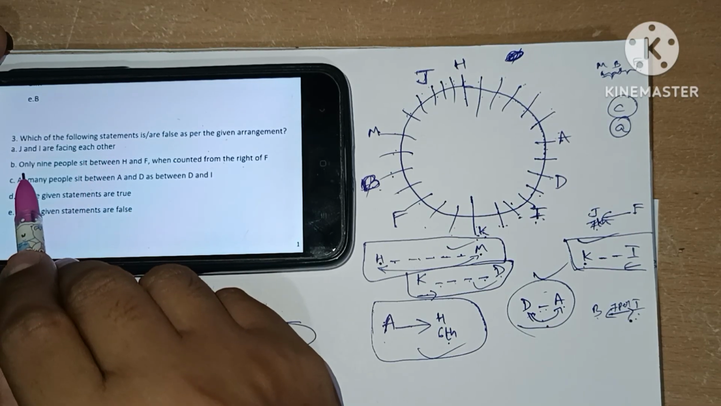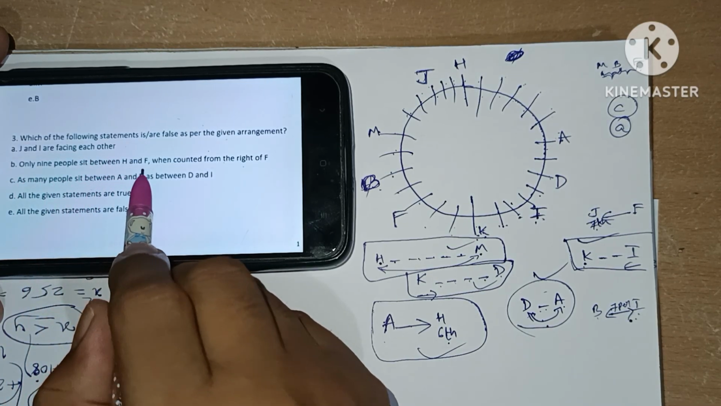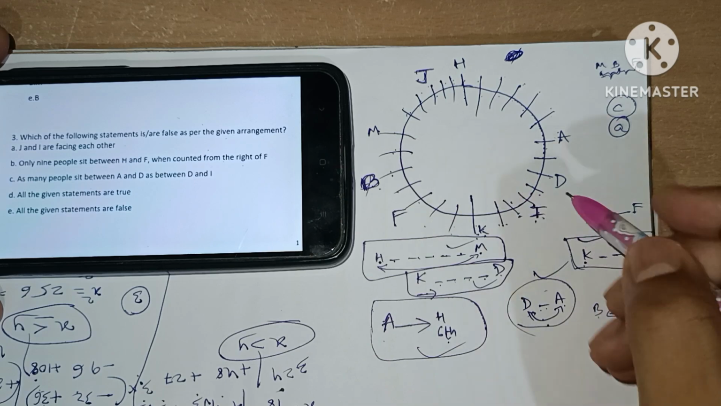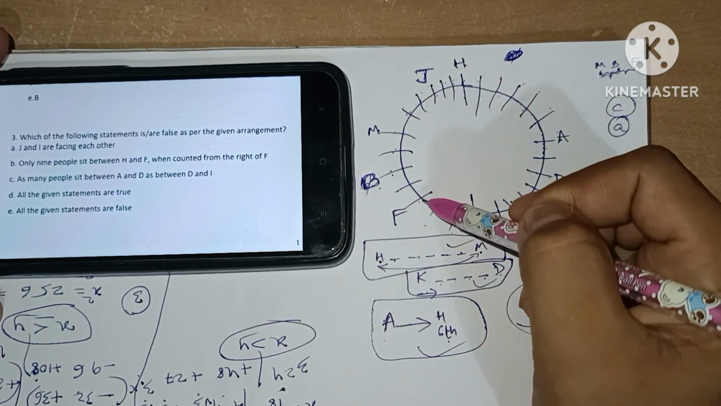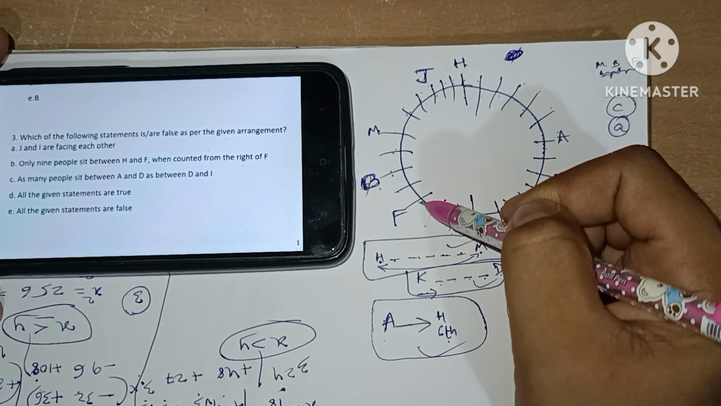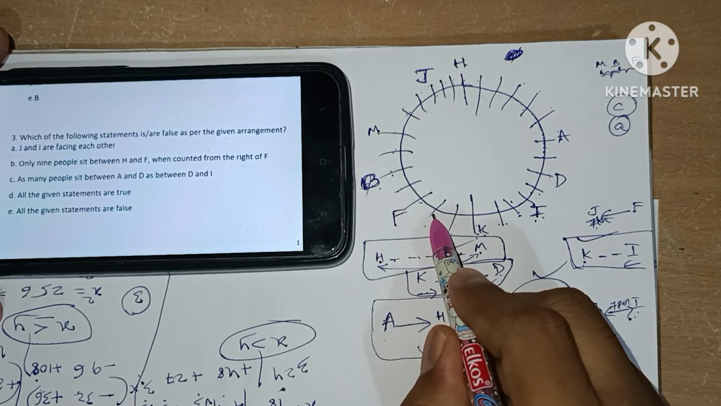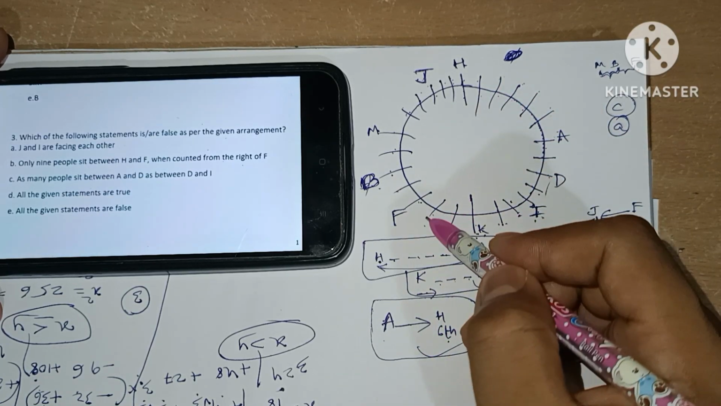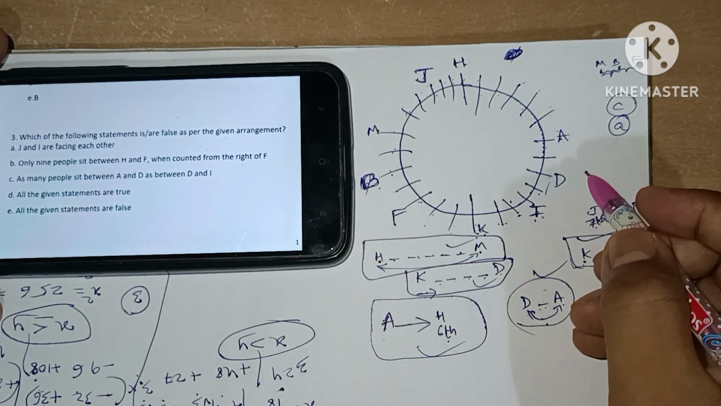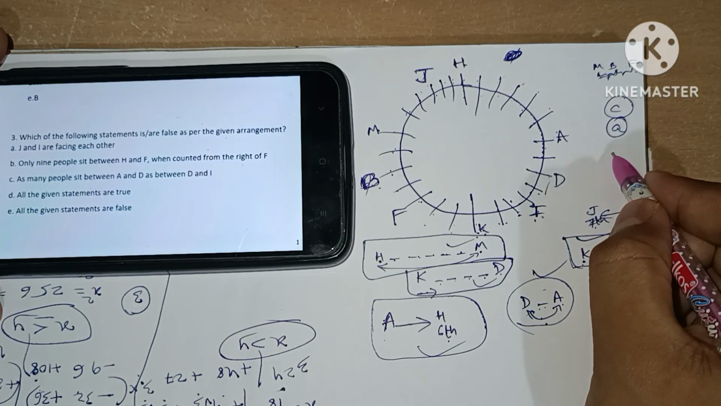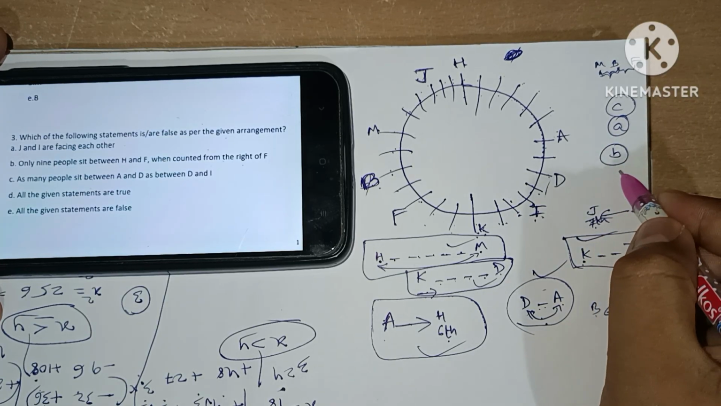It is not false. Only 9 people sit between H and F when counted from the right of F. H and F, 9 people are sitting in between them, right of F. There are so many people sitting right of F. So this is the false one. Option B is the false one.